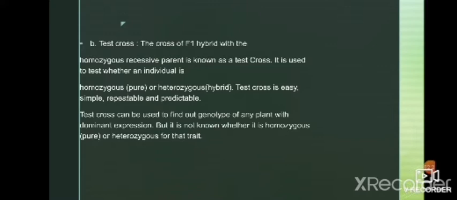Test cross is simple, repeatable, and predictable. Test cross can be used to find out the genotype of any plant. By using this test cross, we can find out the genotype of any plant with dominant expression, when it is not known whether it is homozygous pure or heterozygous for that trait.